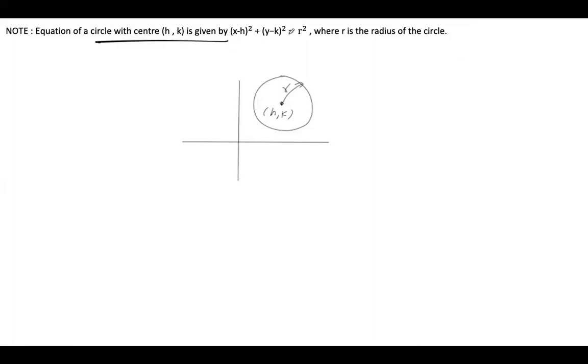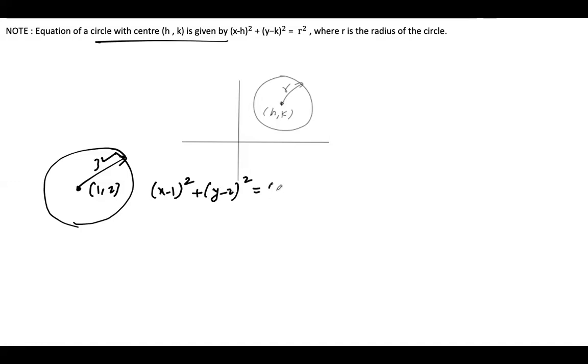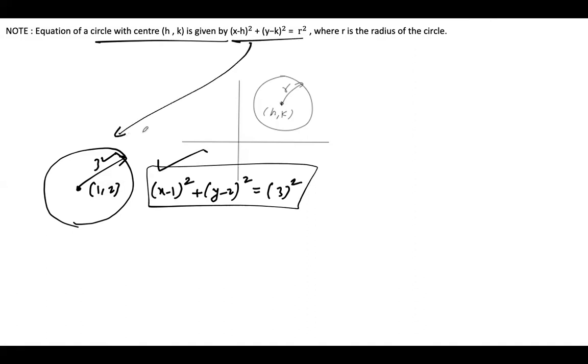Equation of circle, also not that important, but let's say there's a point 1, 2, and there's a circle having a radius of 3, how will I write the equation of circle? X minus 1 square plus y minus 2 square is equal to radius square. This is how I write the equation of circle.